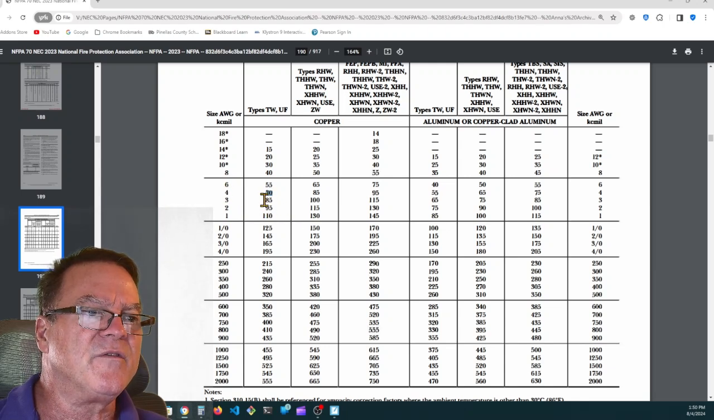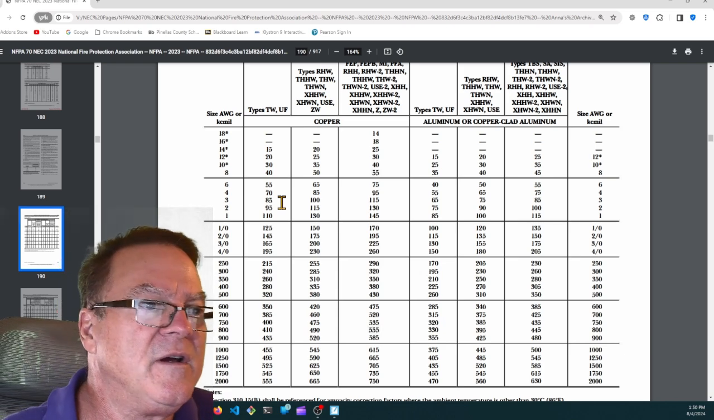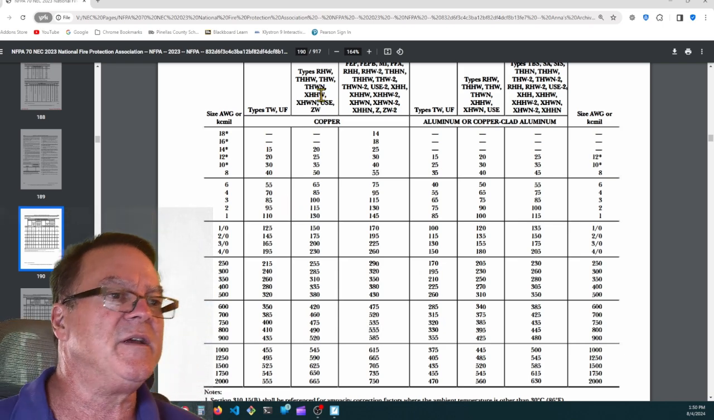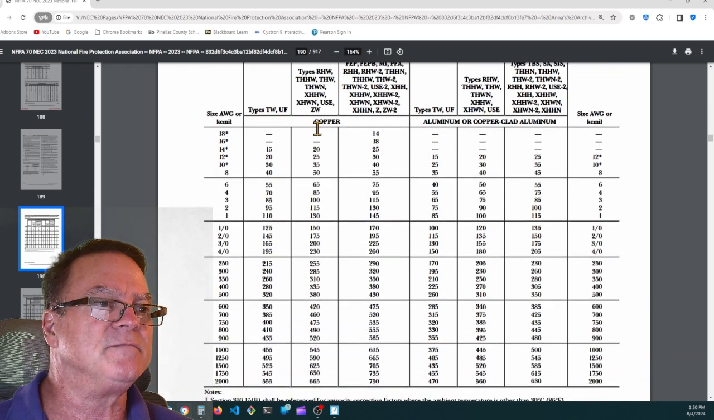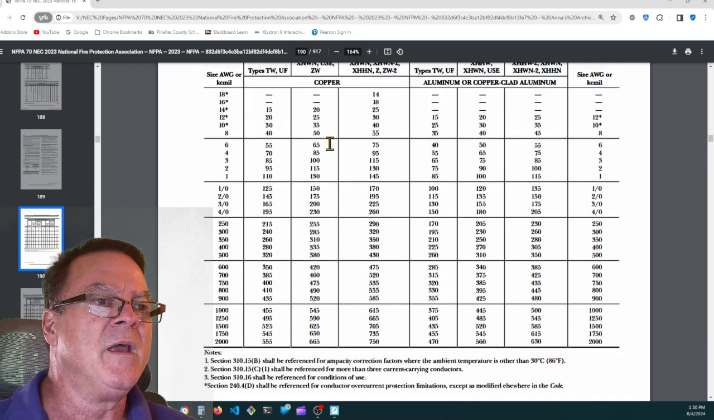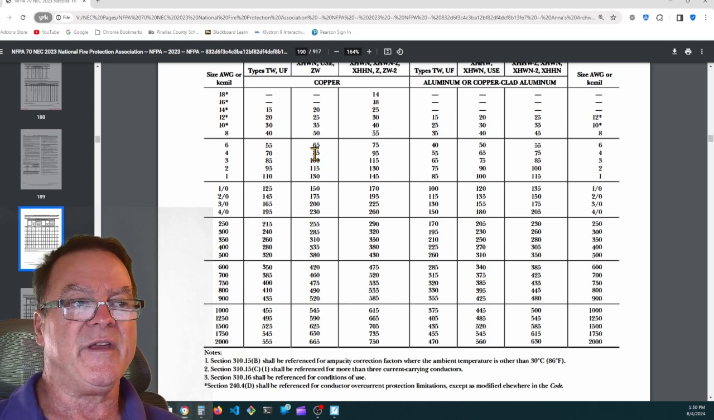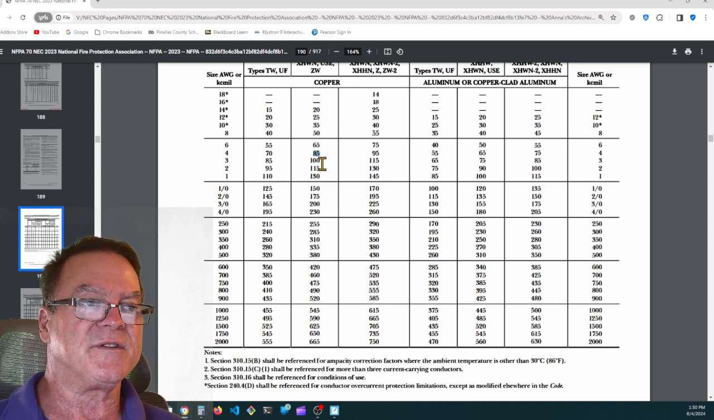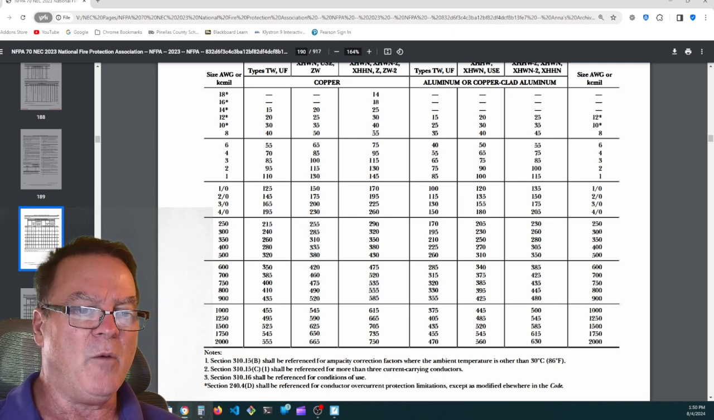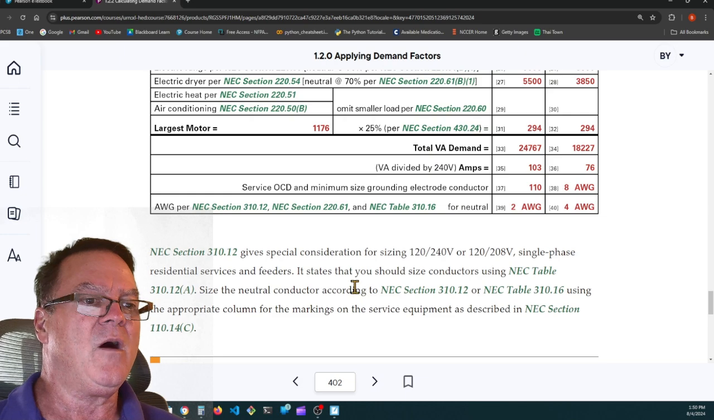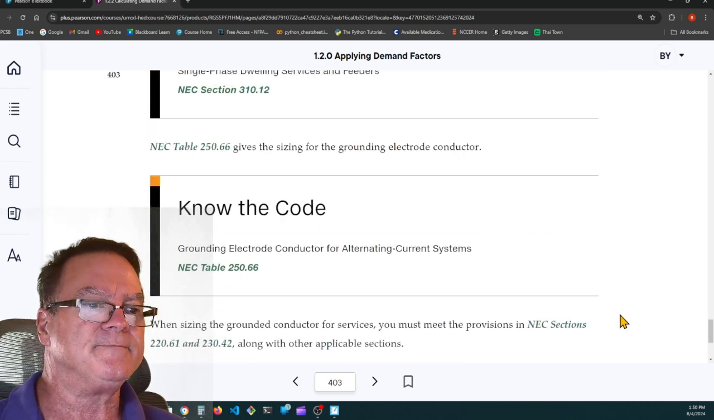See, they're saying number 4. I'd say we need a number 3 neutral, good for 85 amps. I'm wondering if they used the 75 degrees Celsius column. Well, the ungrounded conductors are over 100 amps, so maybe they used the 75 degrees Celsius column. They said 85 amps, so number 4. All right, I'll buy that.